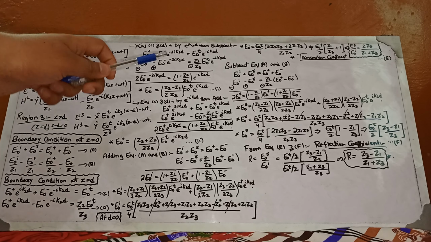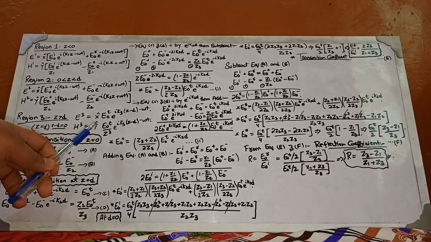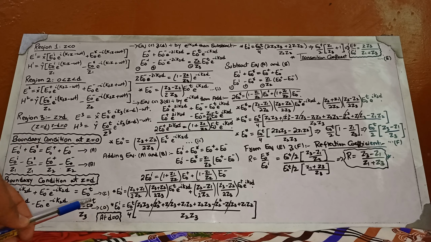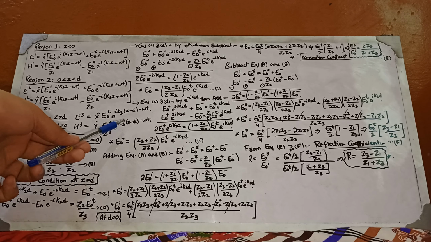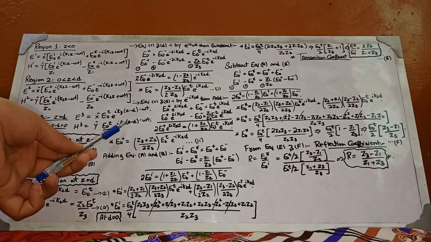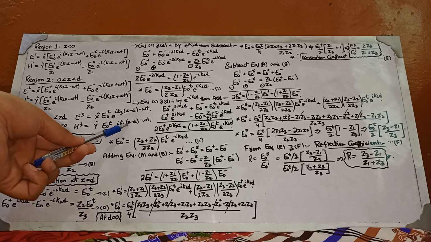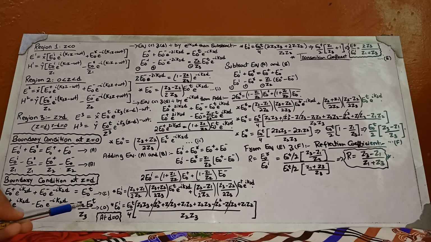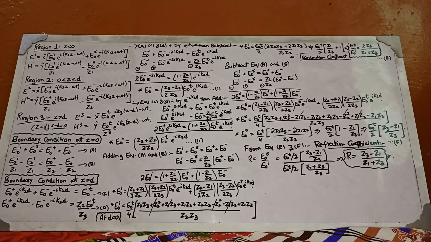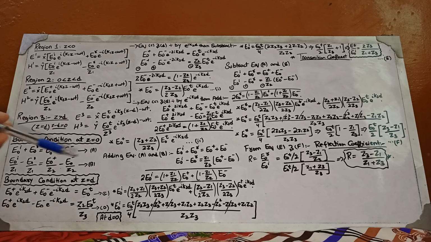This equals, taking Z2 common and multiplying to the other side, the region 3, which is E0t by Z3. The Z2 comes from the denominator of these equations, giving E0t Z2 by Z3, and the exponential becomes 1, because at z equals d it becomes e^0, which is 1. So now label these equations as C and D. Now these are your final equations.